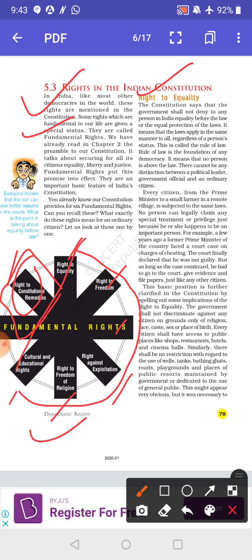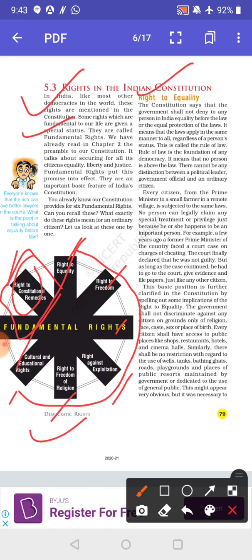This is called the rule of law, and the rule of law is the foundation of any democracy. It means that no person is above the law, and there cannot be any discrimination between a political leader, a government official and an ordinary citizen. Everybody in India will be treated equally and given equal status, no matter what class they belong to.